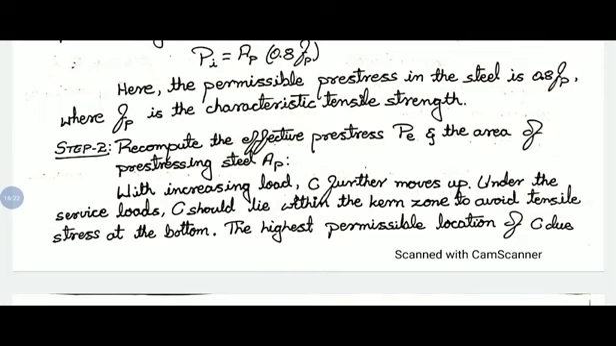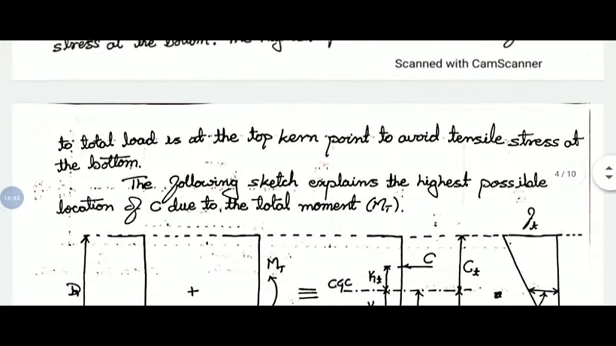It should not develop any tensile stresses in the concrete as we are designing a type 1 member. So by keeping that condition, C, that is the compressive force, should lie within the compression zone. So what is the highest possible location of C due to total load? It is the upper kern point. When it reaches the maximum level of the upper kern point, until then the tensile stress will be 0 at the bottom.